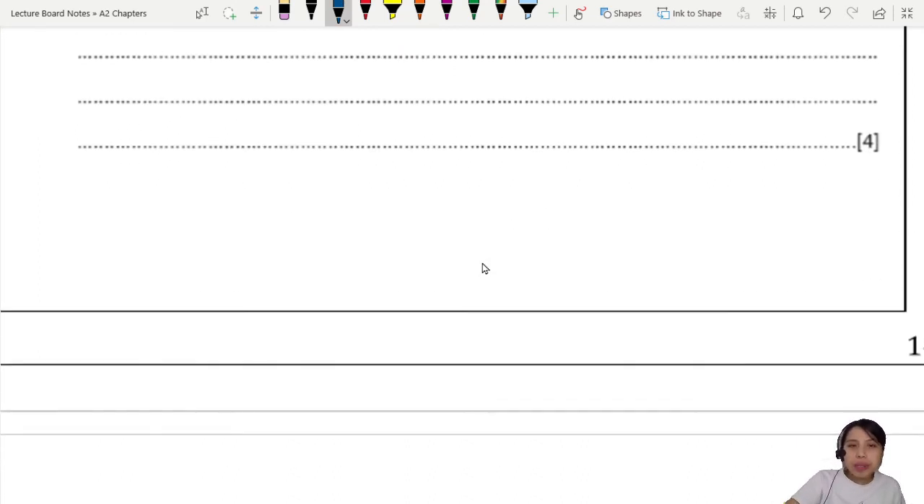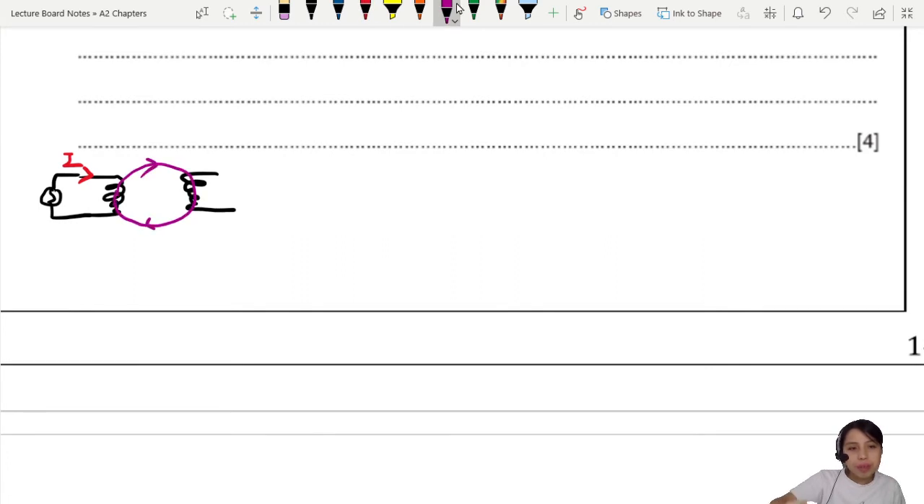In a transformer, you have one coil, and a secondary coil. In the primary coil, you will have an alternating current going back and forth. So this is current. Current will generate a field. Current generates a field moving in a certain direction. And this field or flux links together both coils.